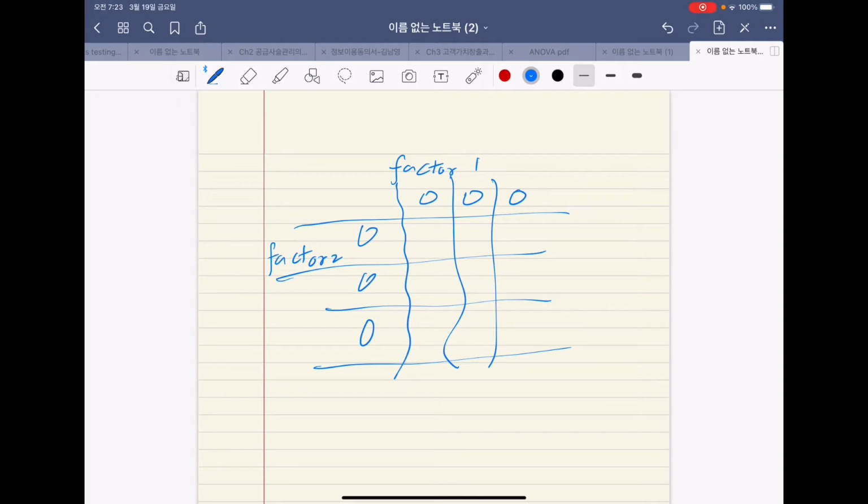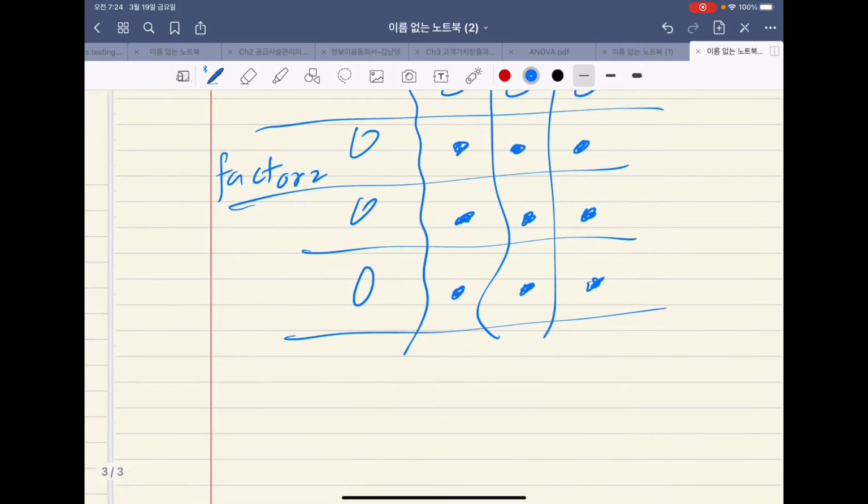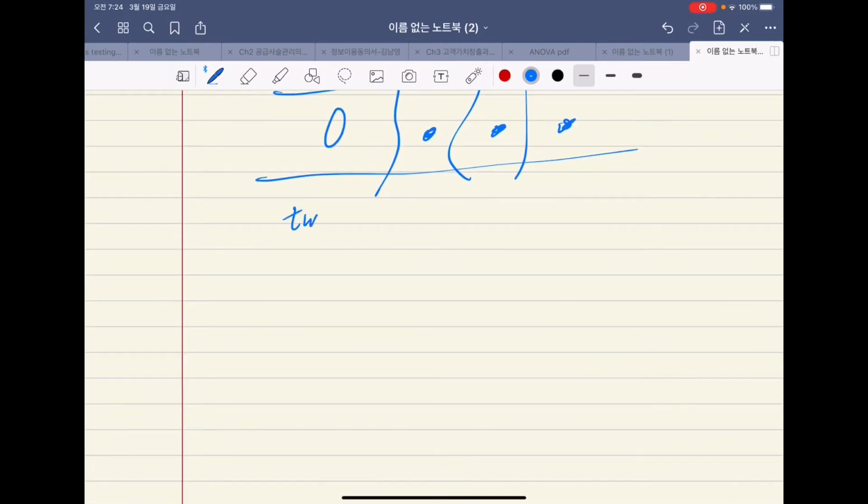9 cells, right? So we have observations in each cell, right? If we have only one observation for each cell, this one is called two-way ANOVA with no repeated measures, right?